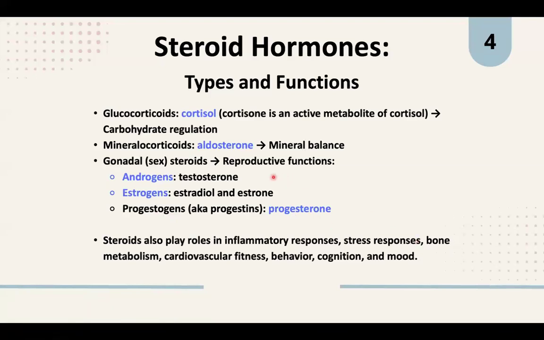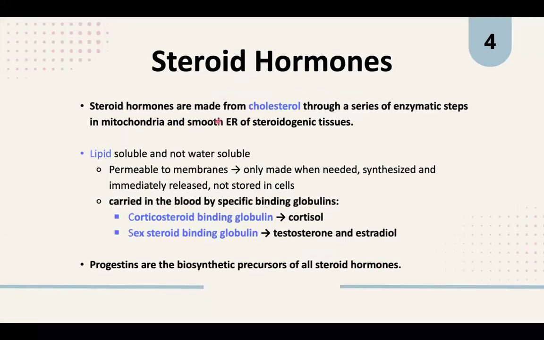And then other than these functions, the carbohydrate regulation, the mineral balance, and the reproductive functions, we also have other functions of steroids. Those would be inflammatory responses, stress responses, bone metabolism, cardiovascular fitness, behavior, cognition, and mood. Okay. So as we said, steroid hormones are made from cholesterol through a series of enzymatic steps. And where does this process happen? It happens in mitochondria and smooth endoplasmic reticulum of steroidogenic tissues.